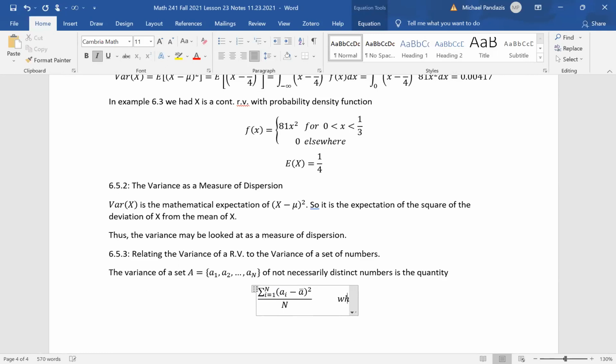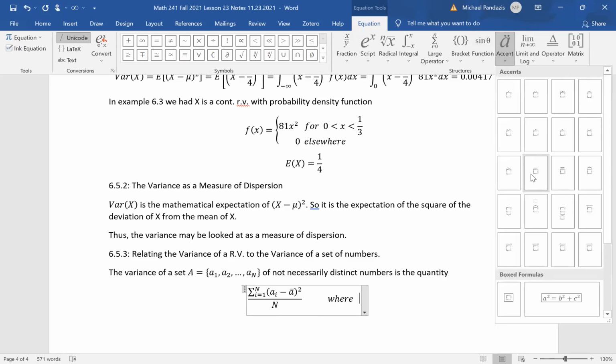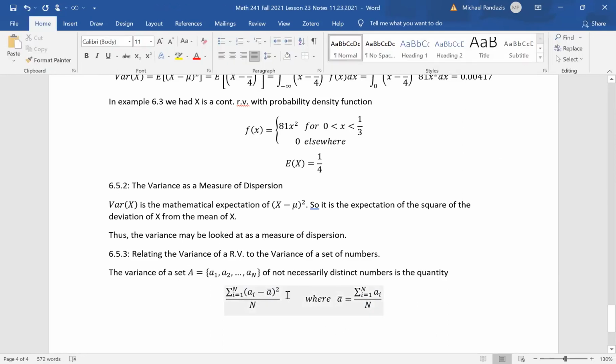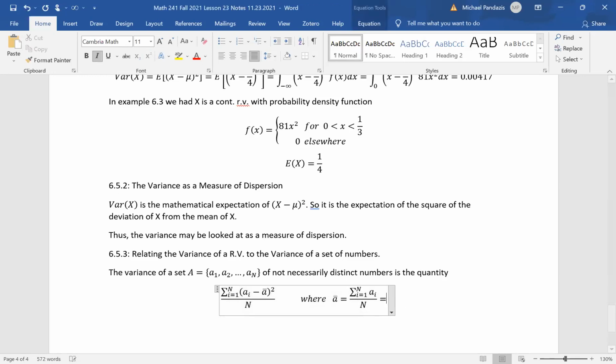A bar is equal to the sum of all the A values divided by capital N. So if you add up all the A's and divide by capital N, the number of A's, that's the mean, that's A bar, and this quantity is the variance of that set. Okay, this is the mean of the set.